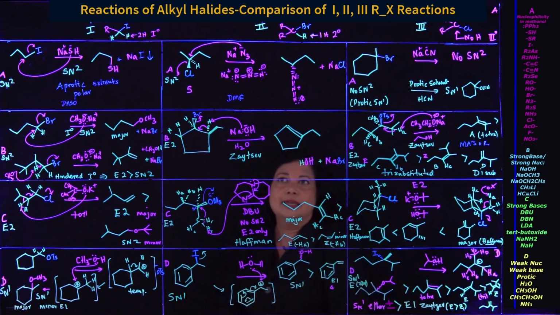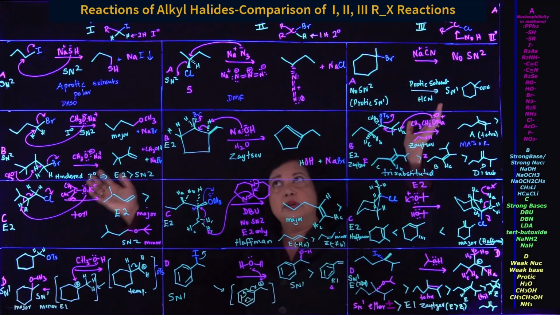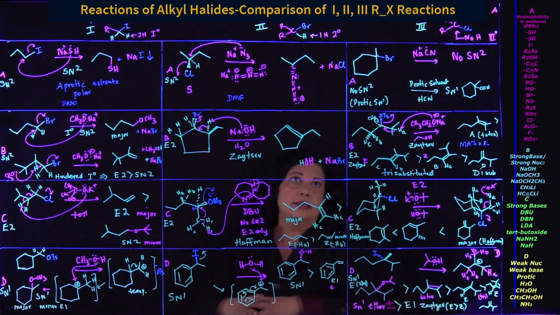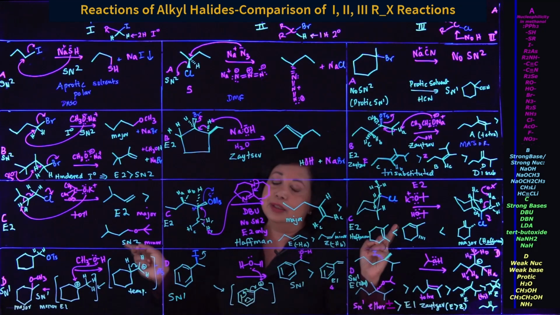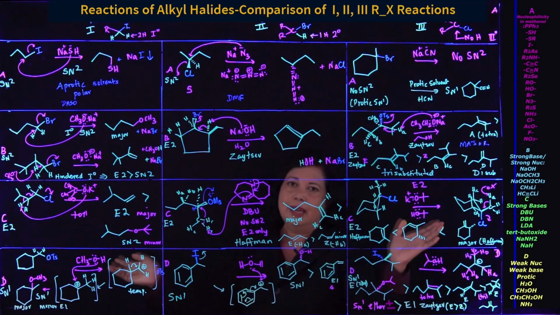All right, so in conclusion, I would like to say that you really cannot generalize and say, you know, this is what a nucleophile is going to do, or this is what a base is going to do. You really have to look at the substrate and sometimes even the solvent to decide what the pathway is going to be. It all depends on sterics, electronics, and the energetics of these reactions.